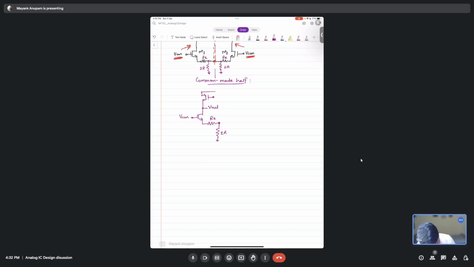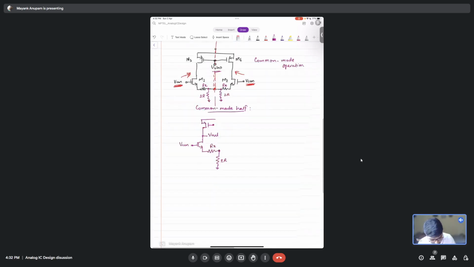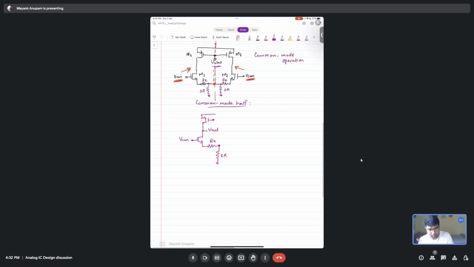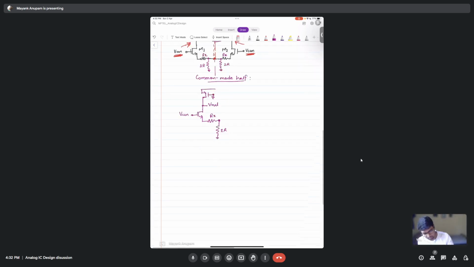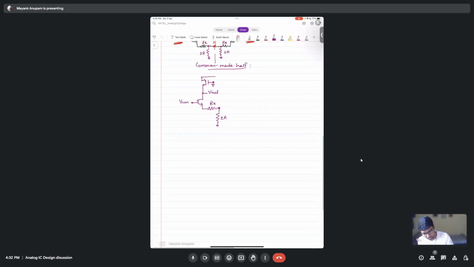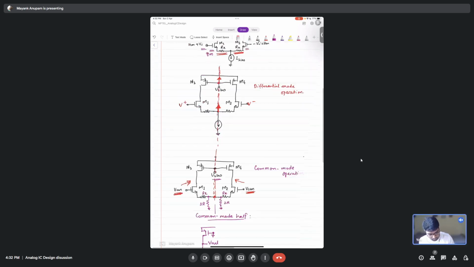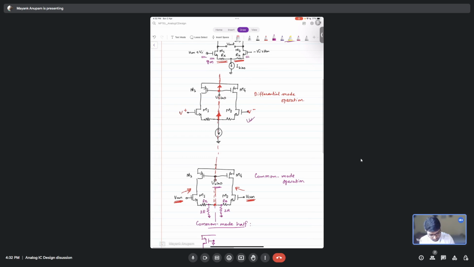This was connected to some bias voltage, right? So what should happen to this in the AC small signal picture? The bias voltage will be AC grounded, right? So this is what the common mode half is.